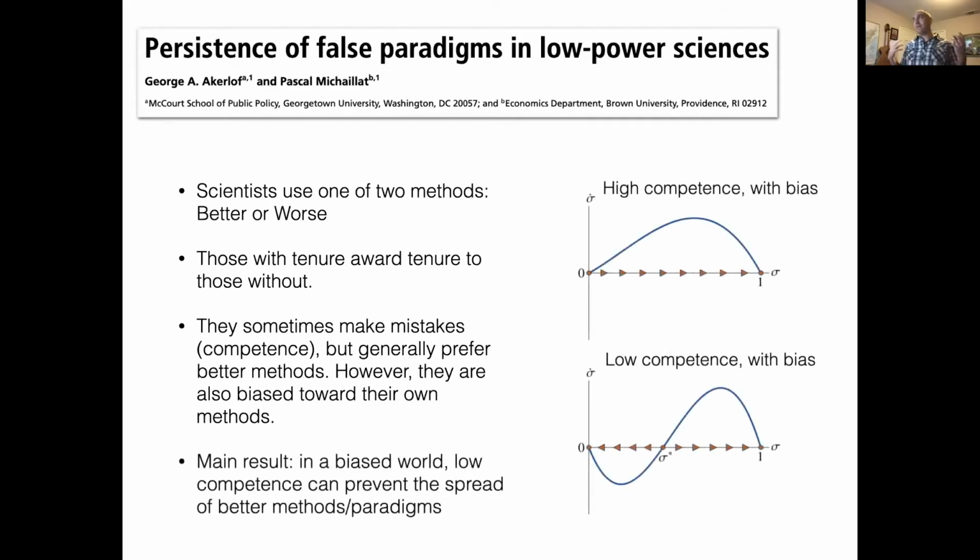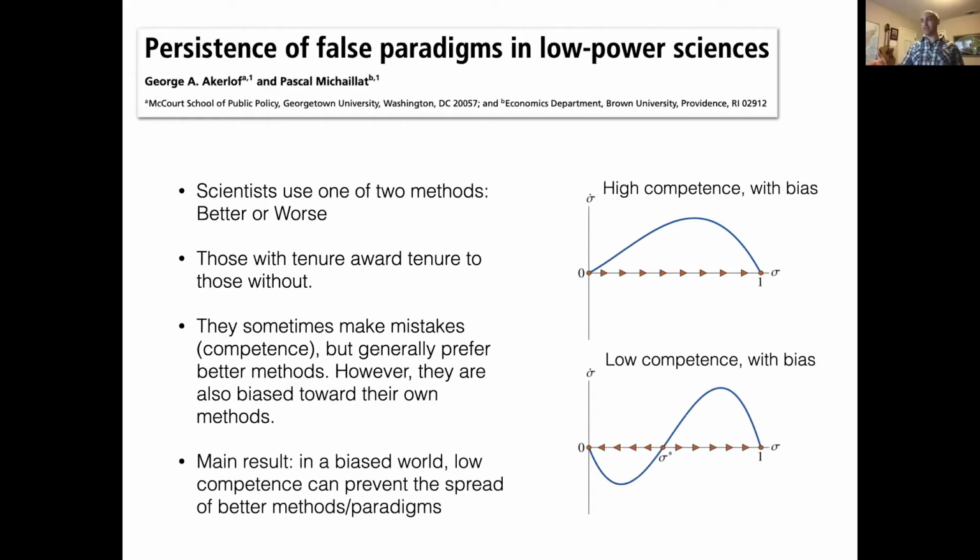The model was not extremely thoroughly analyzed in the paper, but the main result is this: in a biased world, when scientists are biased toward their own method, low competence to assess better methods can prevent the spread of those better methods or better paradigms.